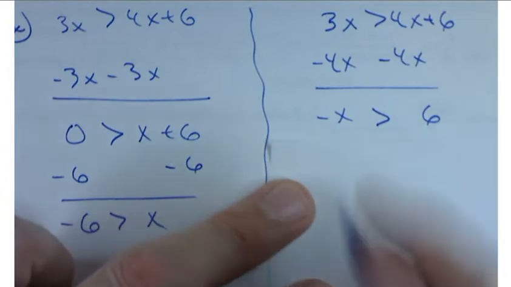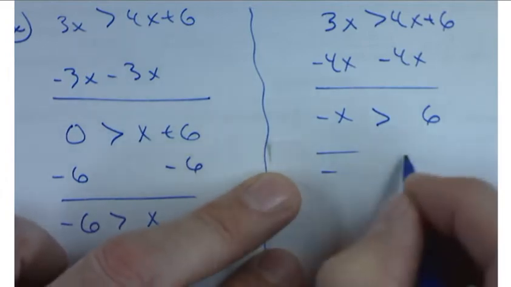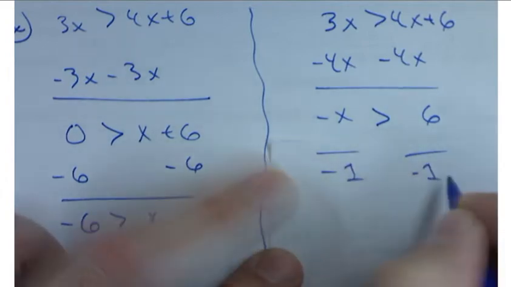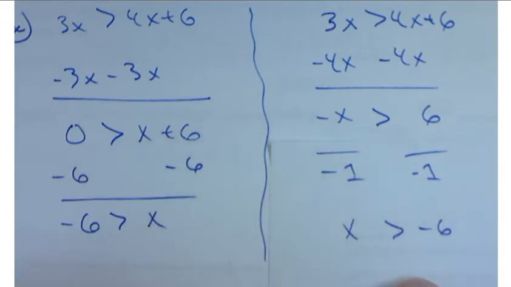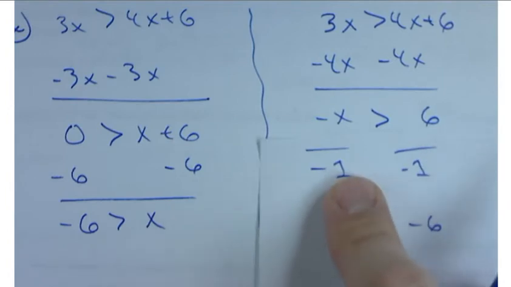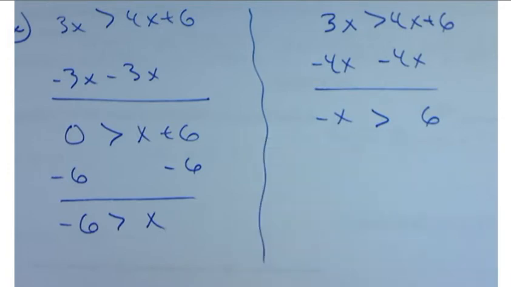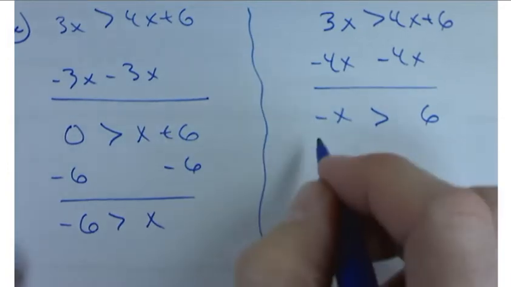All right. If I divide by negative 1, then I'm going to get positive x is greater than negative 6. But wait a minute. That says something different than what I have over here. Something went wrong. And what went wrong is this. Whenever you divide or multiply both sides of an inequality by a negative number, you have to switch the direction of the inequality. So this is how it should look.